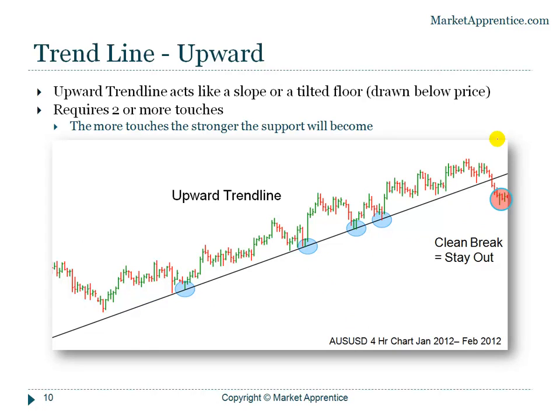This is an Aussie US dollar 4-hour chart from January 2012 to February 2012. Looking at an example in front of us, the first touch will probably be around here. The second touch will be around here. And from the second touch onwards, we have a valid trend line. So from this point onwards, we wait for the pullback.